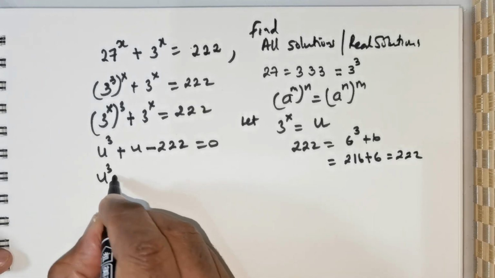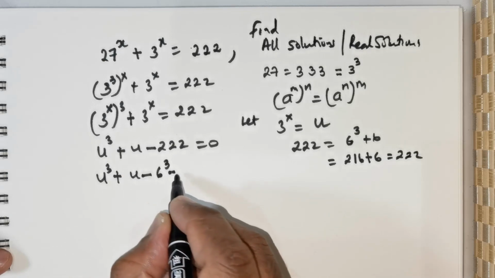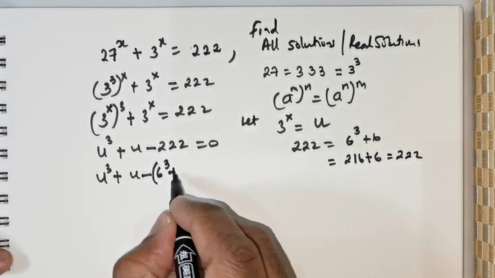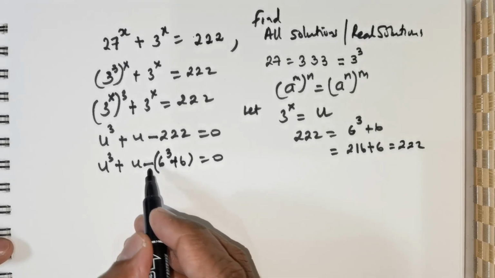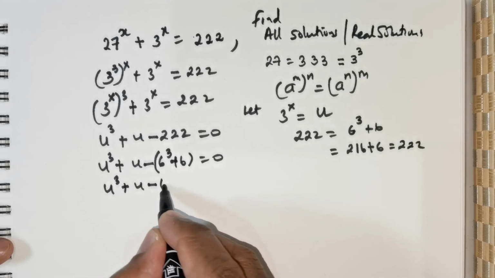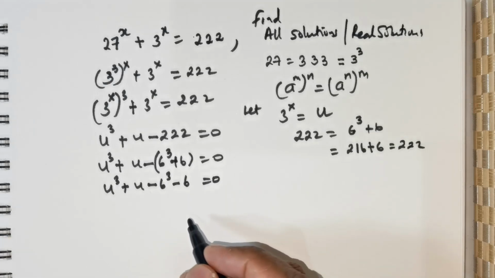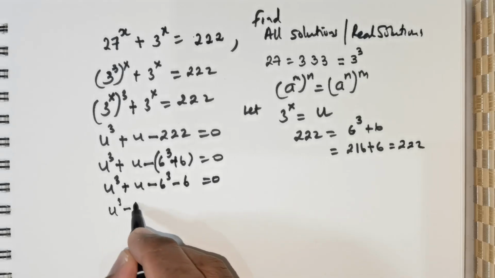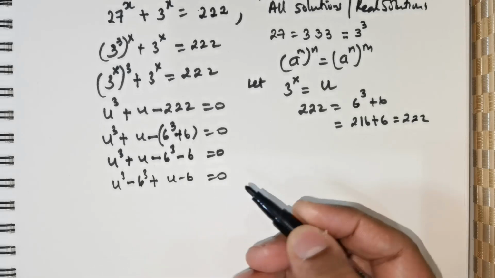That's exactly what I'm going to be doing. So this is going to be u raised to the power of 3, plus u, minus 6 raised to the power of 3, minus 6, because this is actually negative of 6 raised to the power of 3 plus 6. If you were to distribute the negative sign, this is going to be u raised to the power of 3, plus u, minus 6 raised to the power of 3, minus 6 is equal to 0. This is what you have got. So now I would like to club this with this and this with this. So this is going to be u cubed minus 6 cubed, plus u minus 6 is equal to 0.